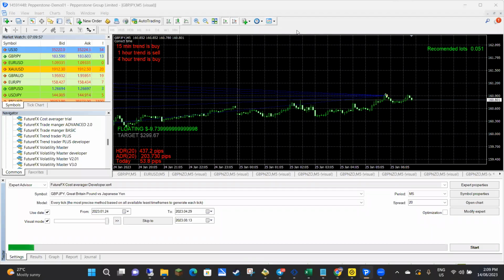Hi all, Les here. I just wanted to go through one specific setting or group of settings with cost averager, and that's the input volume multiplier, essentially.